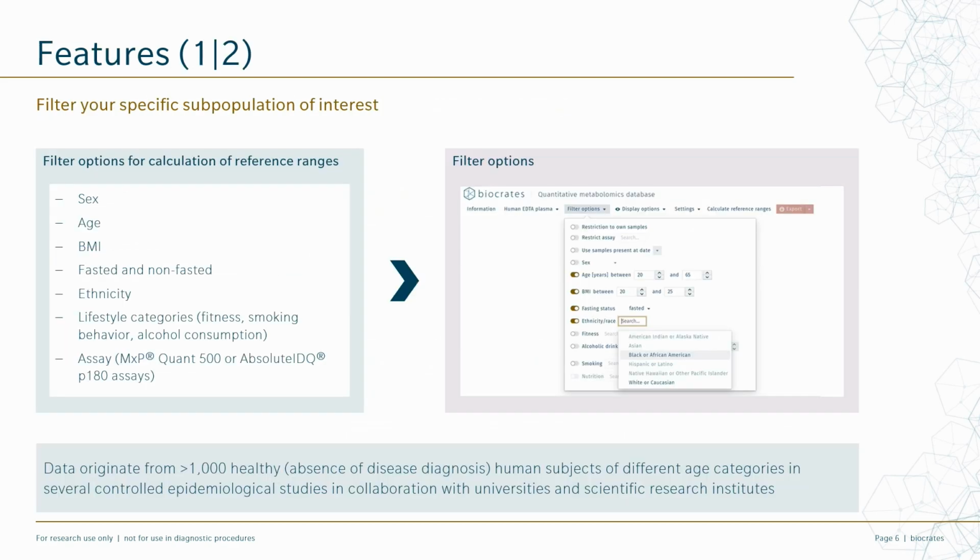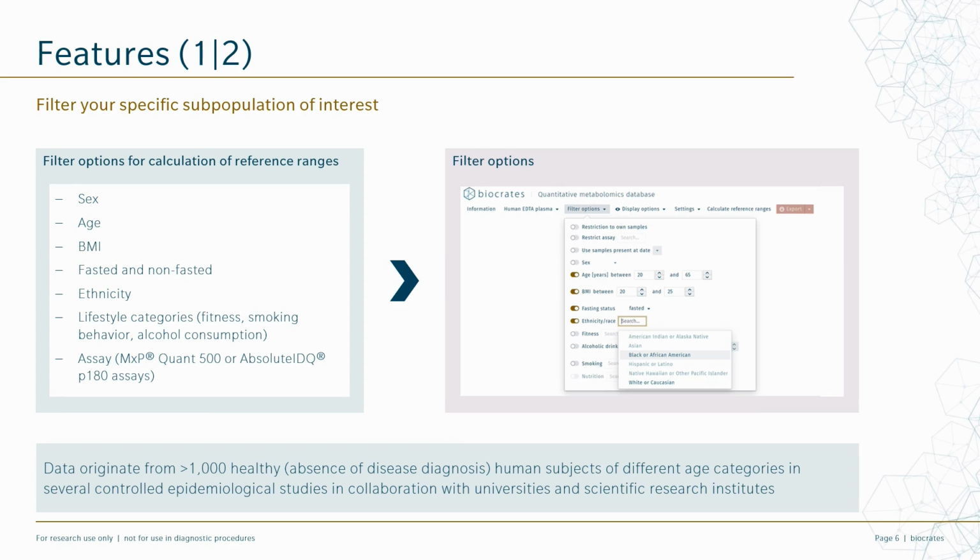A very useful feature of the QMDB is that it is possible to select your specific subpopulation of interest. The QMDB allows filtering for basic demographics like sex, age, BMI, or ethnicity. You are able to select the samples according to the fasting status or the assay used to measure them. And there are options to filter for fitness, smoking behavior, and alcohol consumption.